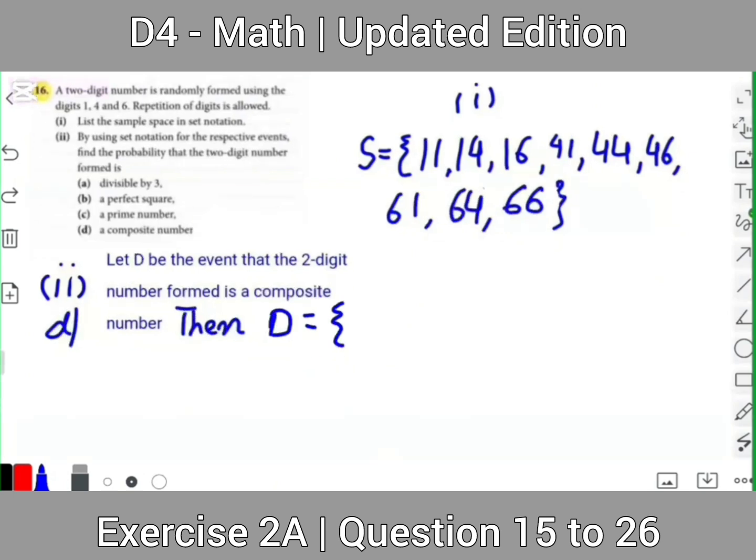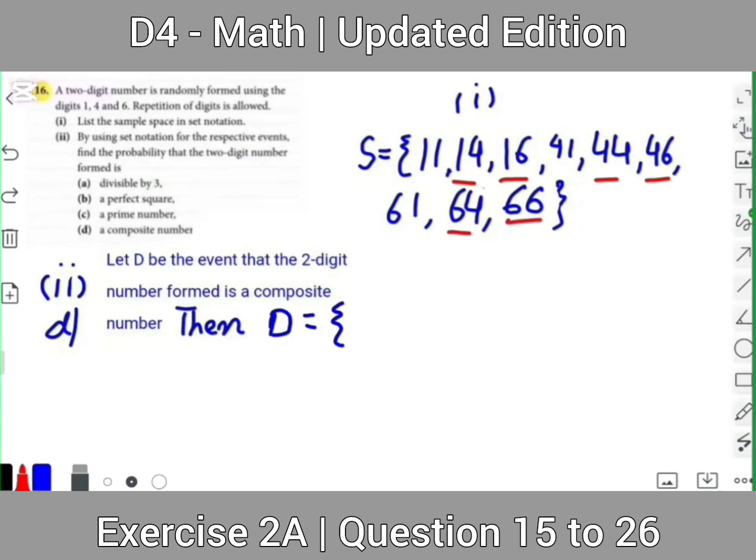In part D, we have to find the probability that the two-digit number formed is a composite number. So let D be the event that the two-digit number formed is a composite number. But first we will see what composite numbers are. A number that has more than two factors is known as a composite number. So first we will highlight the composite numbers in the sample space. Here we have 14, 16, 44, 46, 64, and 66.